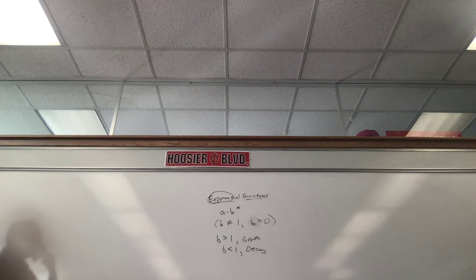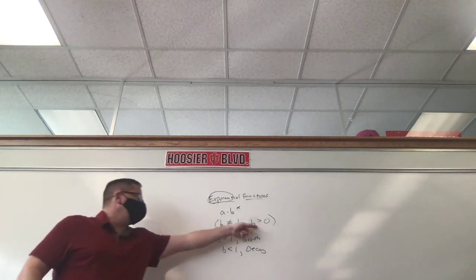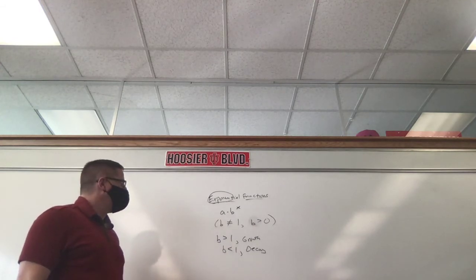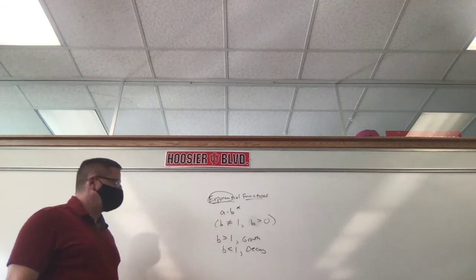It's got to be some number times some number to the power of x. Your base can't be 1, and it can't be negative. It's got to be bigger than 0. And if it's bigger than 1, it's growth. If it's less than 1, it's decay.